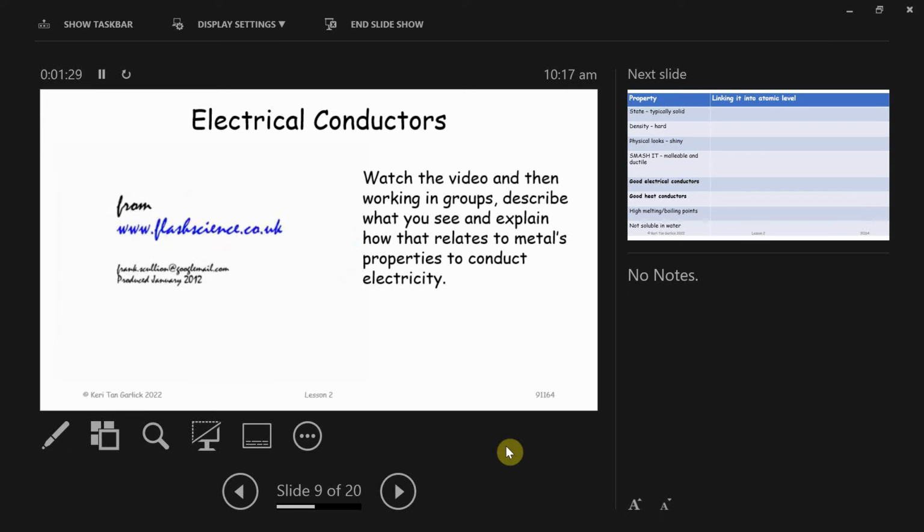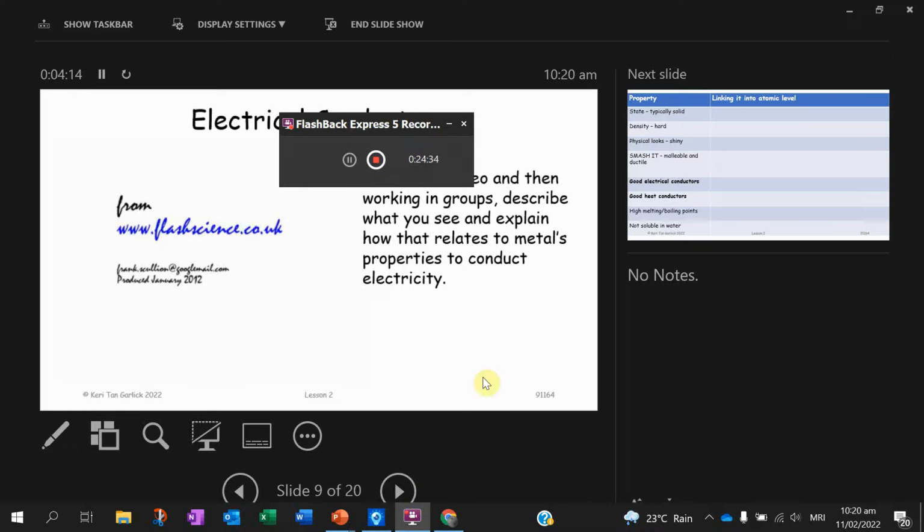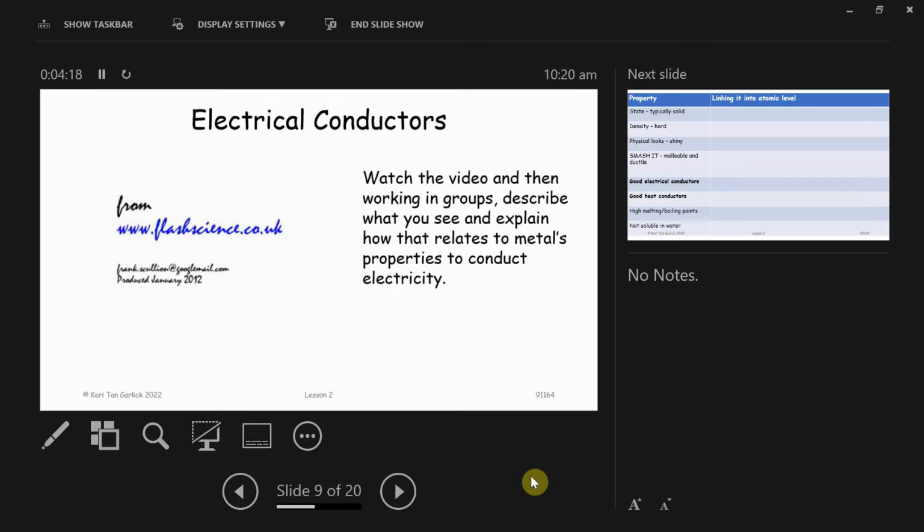All right, so take a moment, discuss in your groups what you saw, and explain it. We're thinking about metals and their conductivity. All right, so let me go to the document camera again.